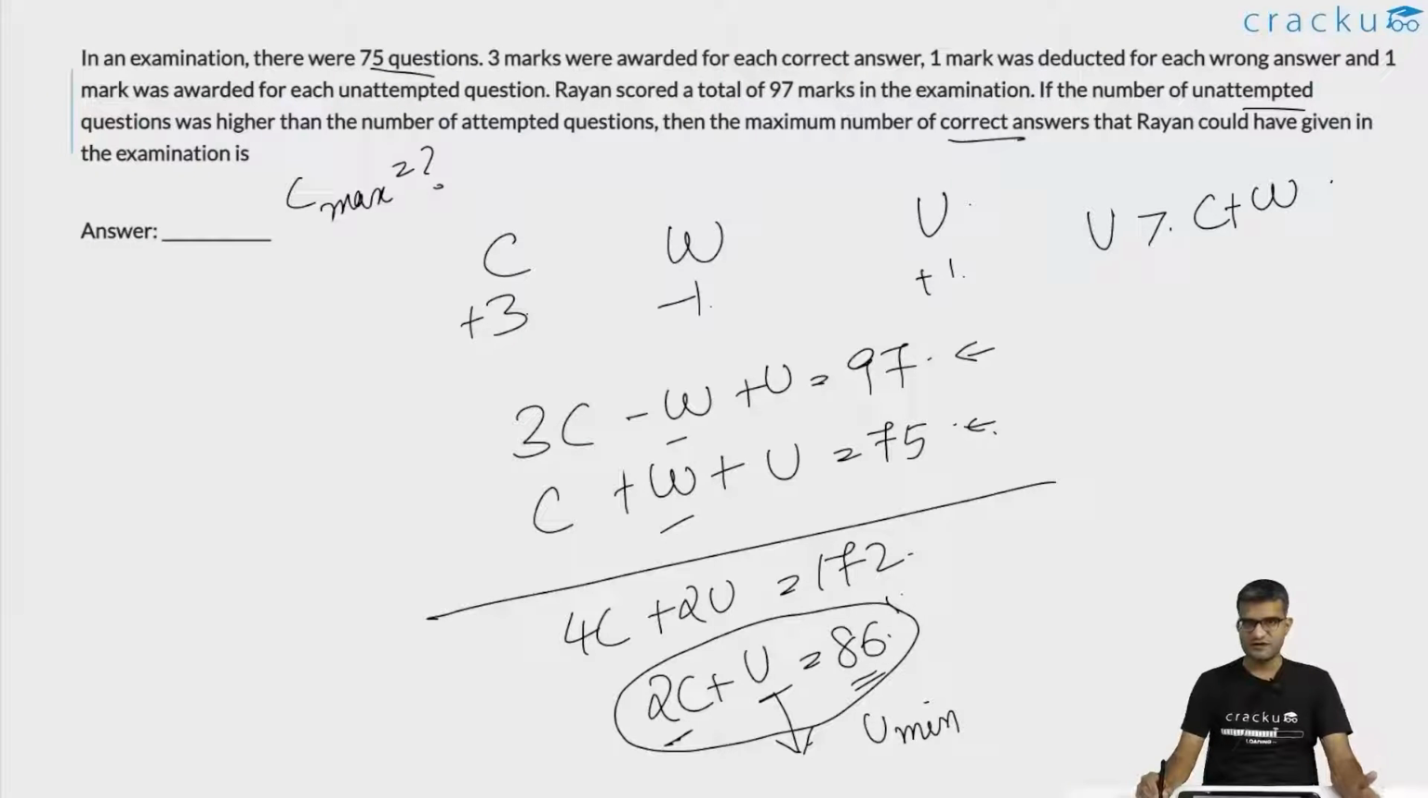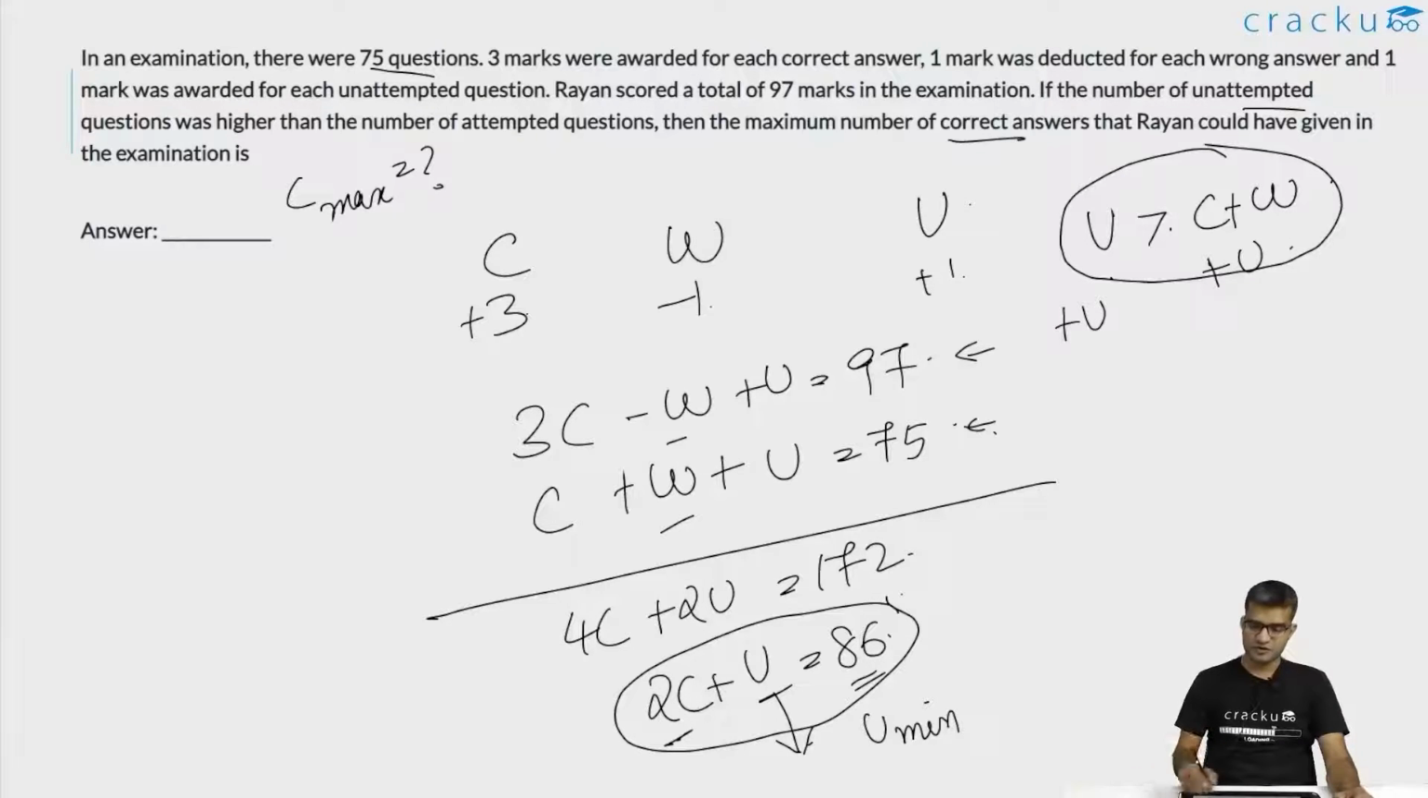What is the minimum possible value of U? There is a condition that the number of unattempted questions is greater than the number of attempted questions, that is, U is greater than C plus W. So here we will do a simple trick. To both sides of this inequality, we will add U. So 2U is greater than U plus C plus W.